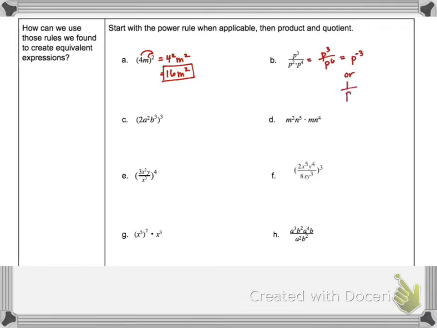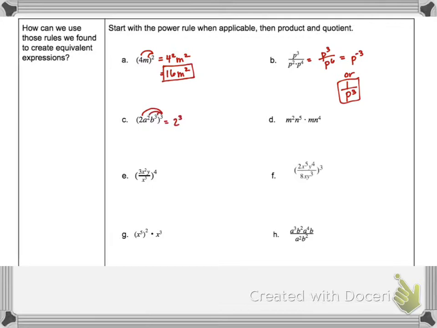B, you have 3 p's on top, and then you have 6 p's on the bottom. There's no power rule here, so I started with the product rule on the bottom. And then if you subtracted those, you might have ended up with p to the negative 3. That's okay for now. We'll talk about the negatives tomorrow. Or you notice that you had more p's on the bottom than on the top. If you cross out all the p's you can make 1s out of, you have 3 left over, and those 3 are left over on the bottom.